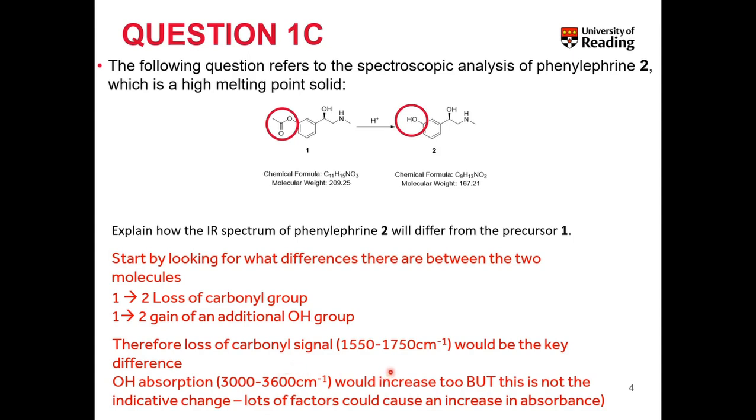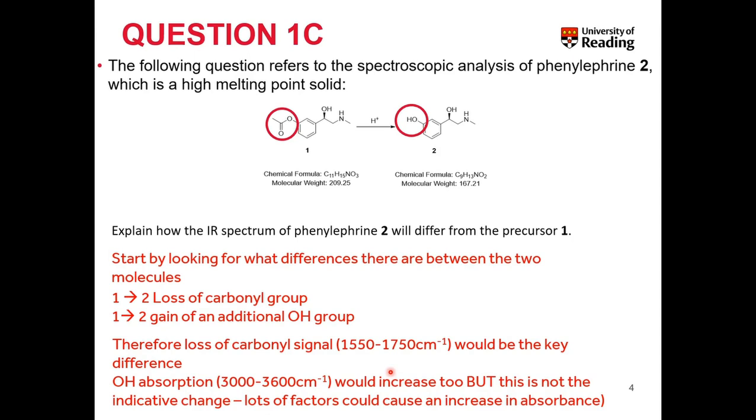However, if instead of asking you for all the differences between the spectra, I asked you for one key indicative difference that would tell you that you had made compound 2 from compound 1, you would have to go with the loss of the carbonyl signal. An increase in OH absorption on its own doesn't guarantee that you solely have compound 2. The only thing that can do this is the loss of the carbonyl signal.